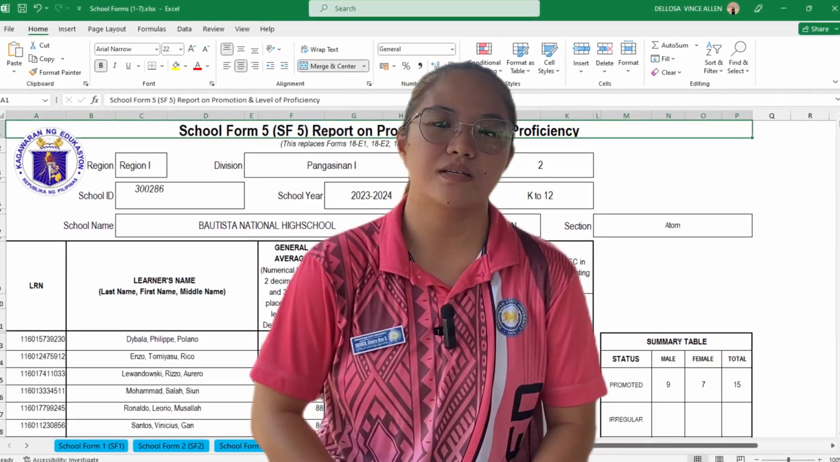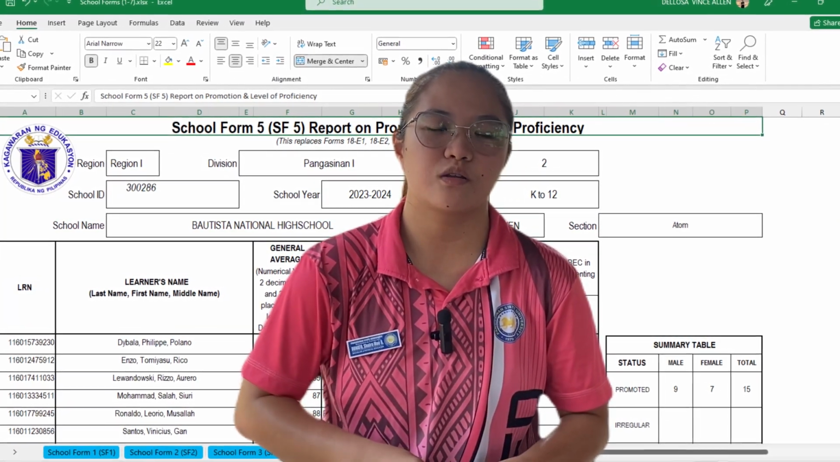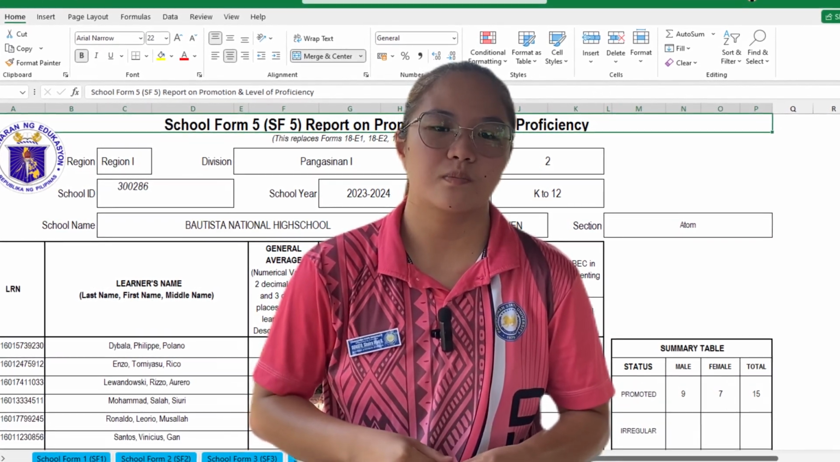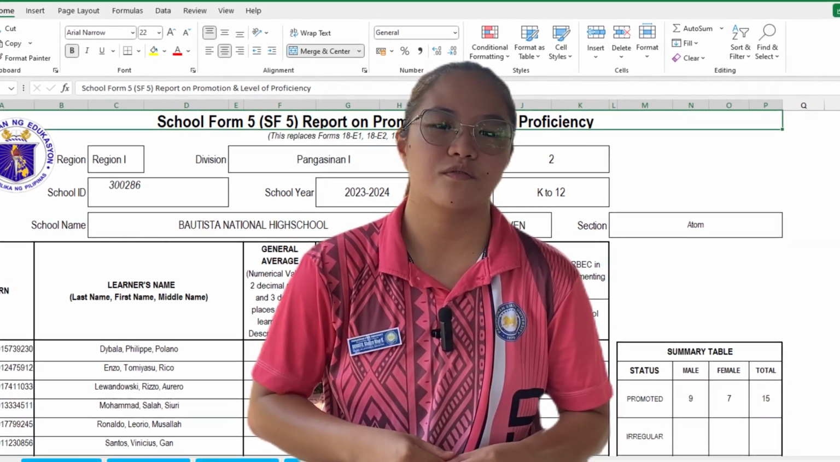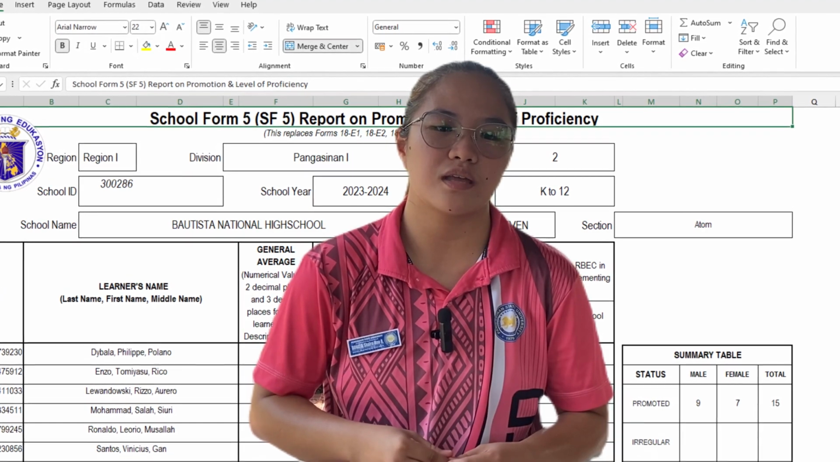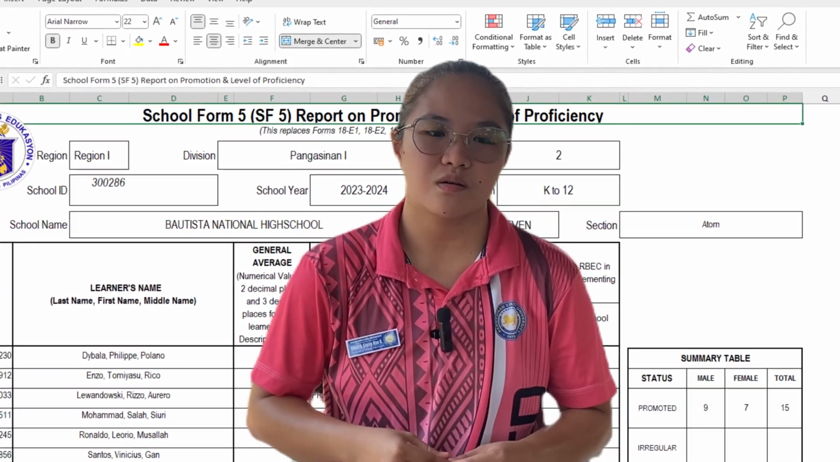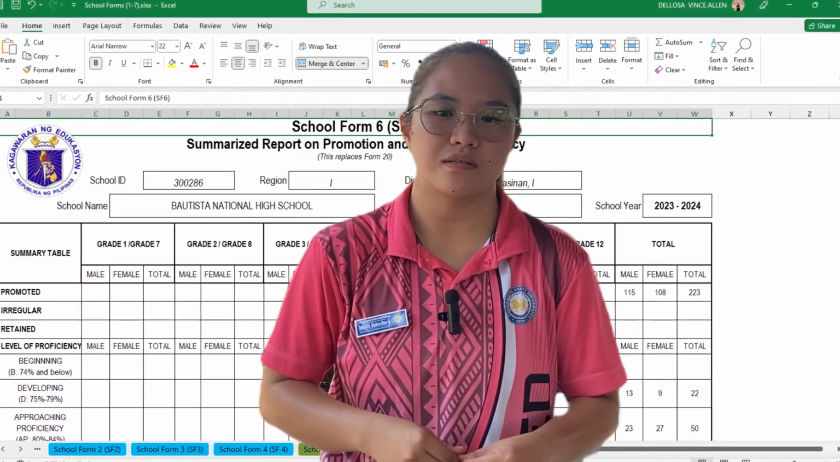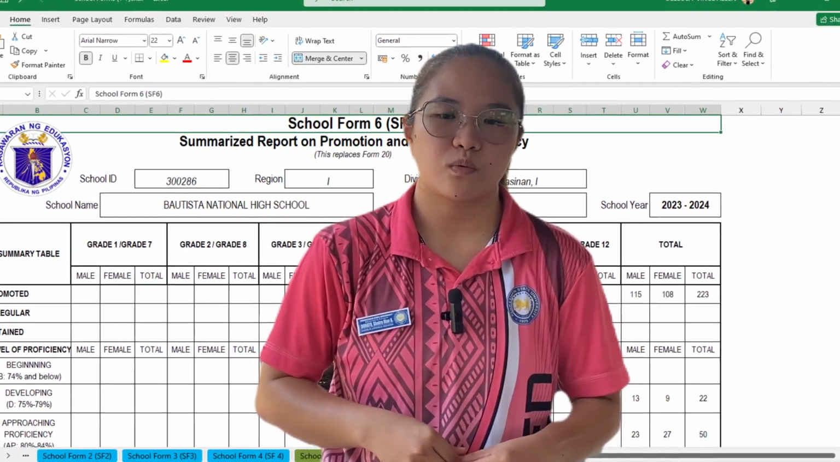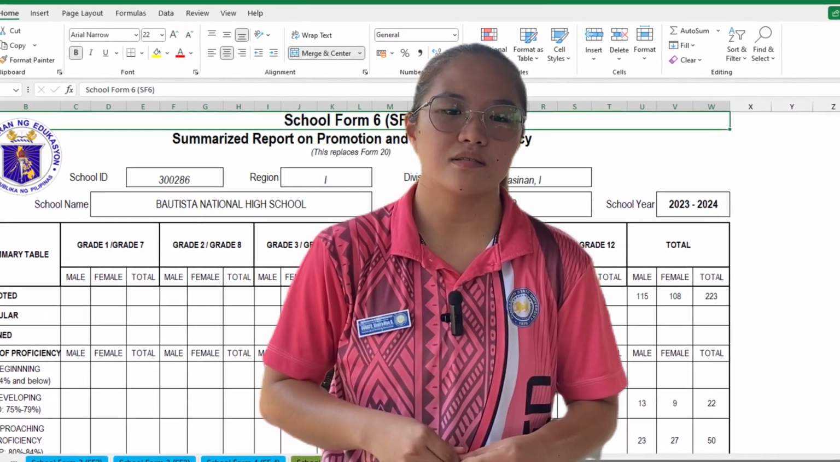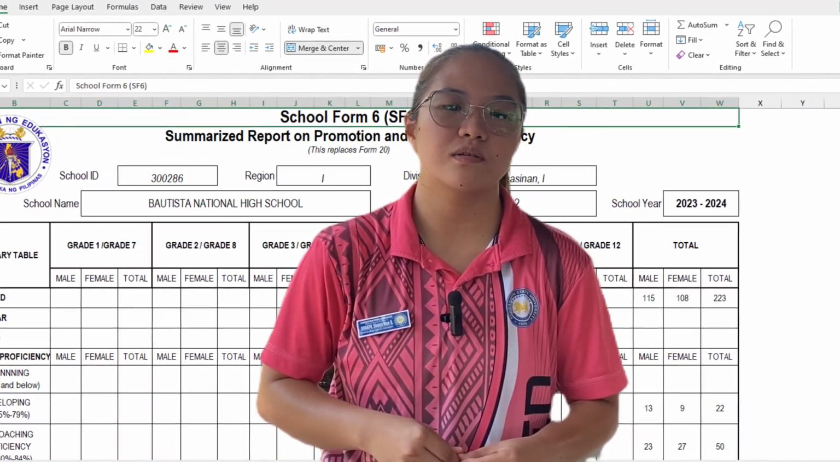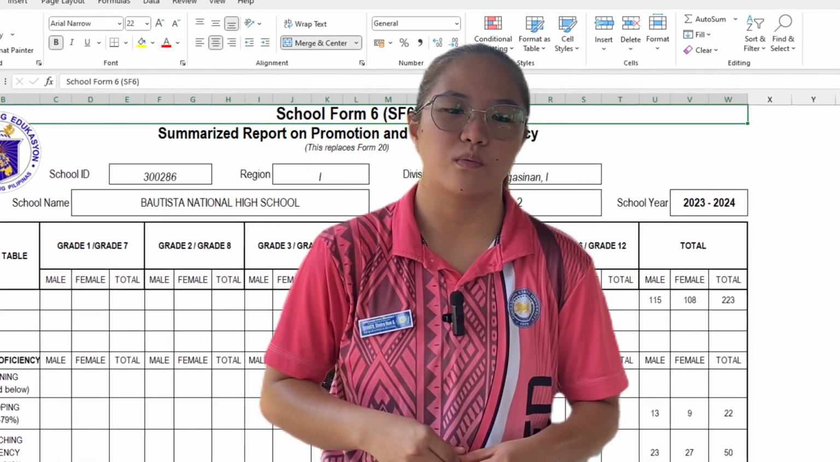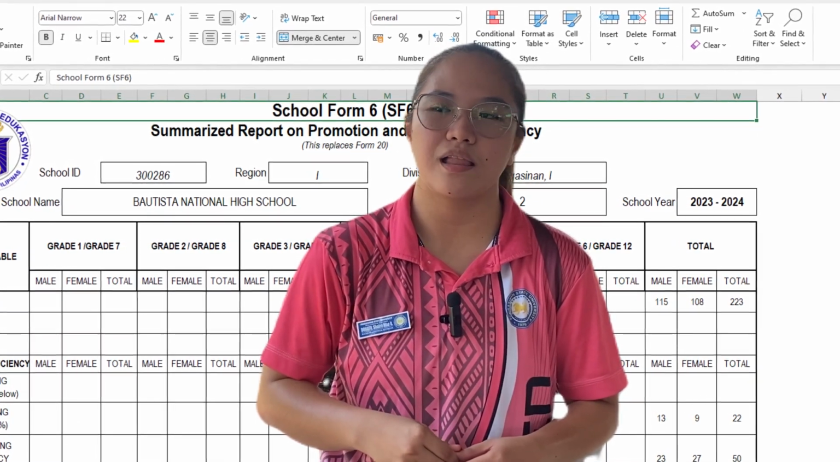Another DepEd form teachers complete is SF5, the report on promotion. Class advisors prepare this at the end of the school year to finalize the list of promoted or retained students by class. This is also done through the LIS. School heads also prepare SF6, the summary report on promotion. Using the LIS, this form is completed at the end of the school year to show the number of promoted or retained students by grade level.